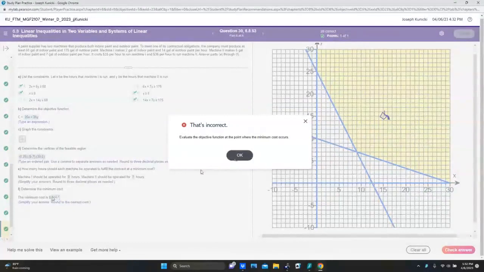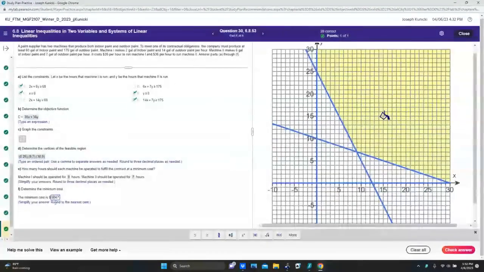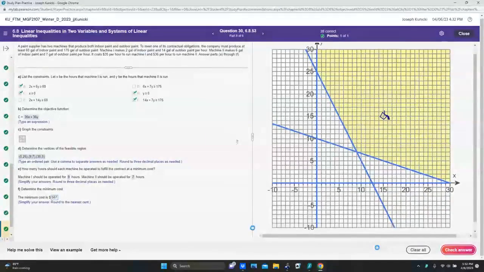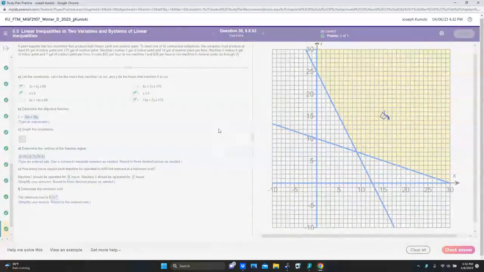Oh, I got too many fives in there. See, my fat fingers. I put 5,500. It's 567. I was wondering why I marked it wrong.